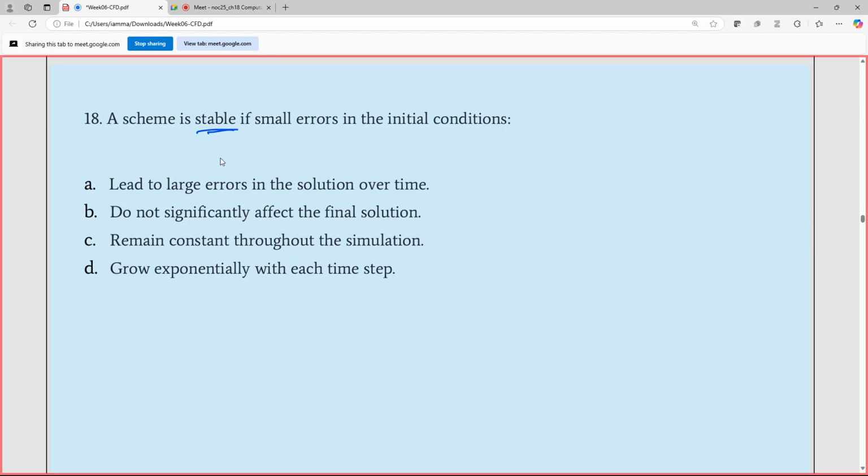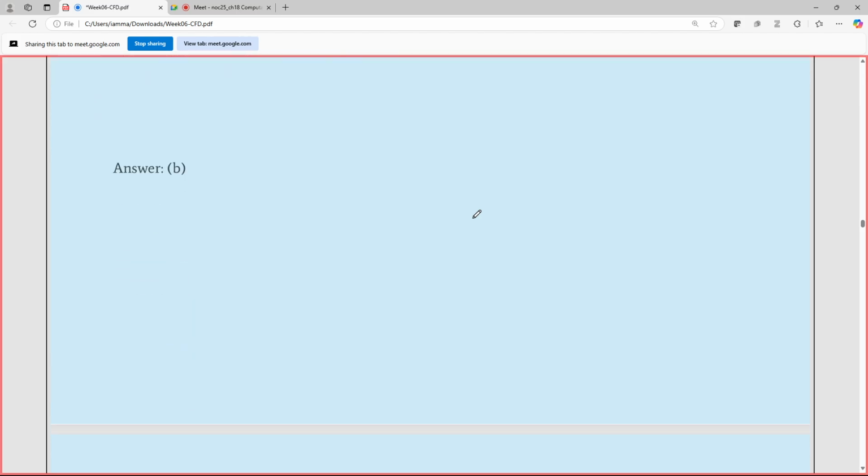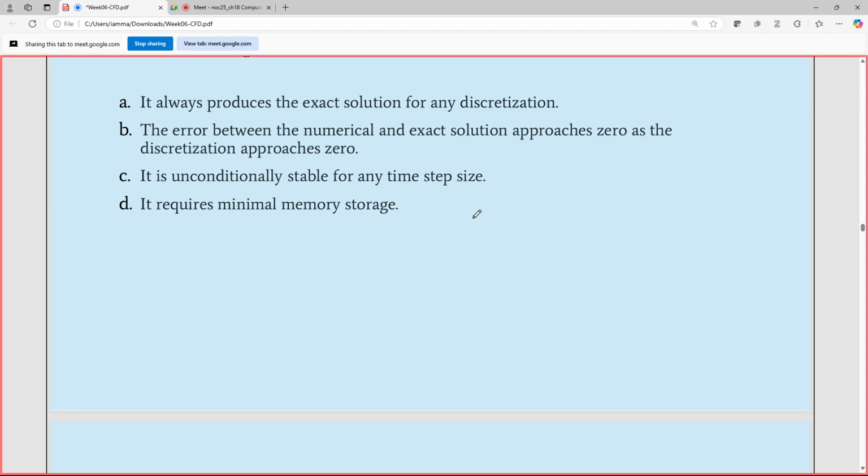So for a scheme to be stable, the small errors in the initial condition should not significantly affect the final solution. That is what is known as stability of the scheme. So the answer is option B, that the small errors should not significantly affect the final solution. Moving on to next question.